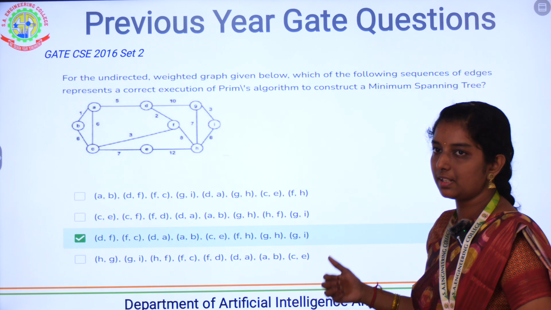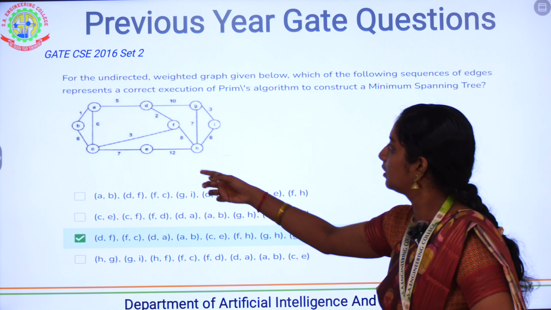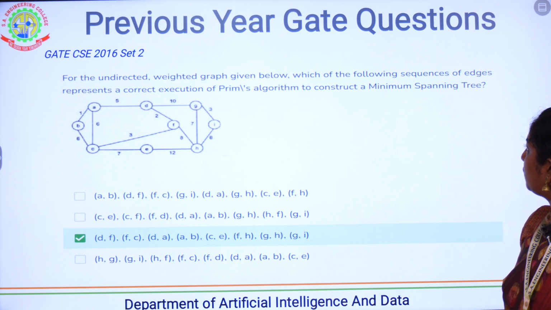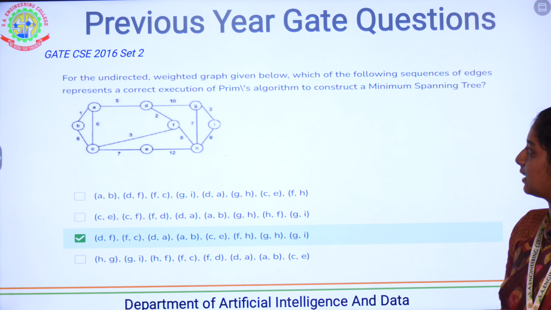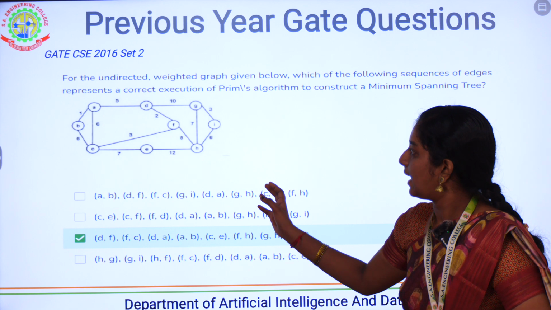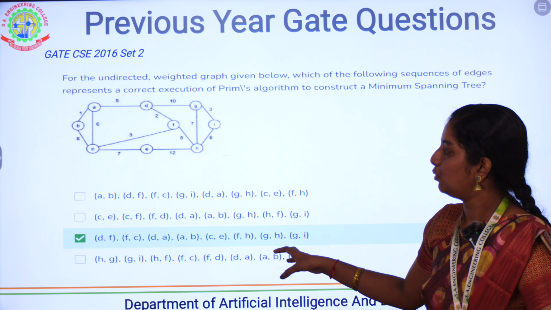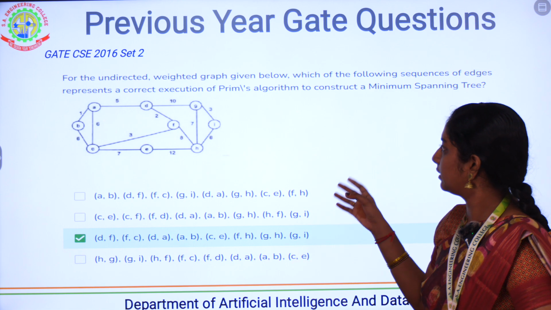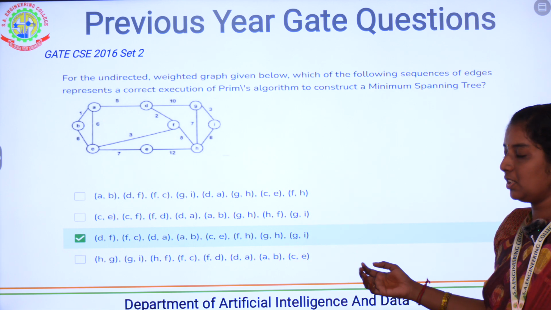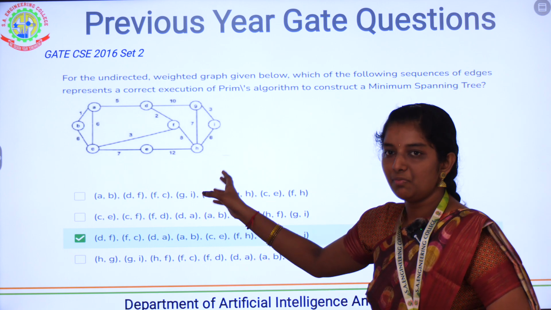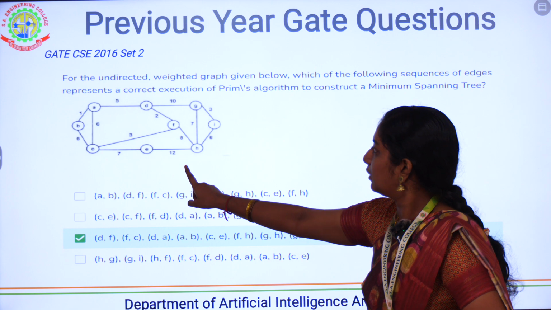This is a previous year GATE question. For the undirected weighted graph given below, which of the following sequences of edges represents the correct sequence of Prim's algorithm to construct the minimum spanning tree? Here they mention the undirected graph with weighted values. We have to calculate the minimum path distance for the graph. They didn't mention the summation of those values. They only ask which path has the minimum value. So here we have to calculate.